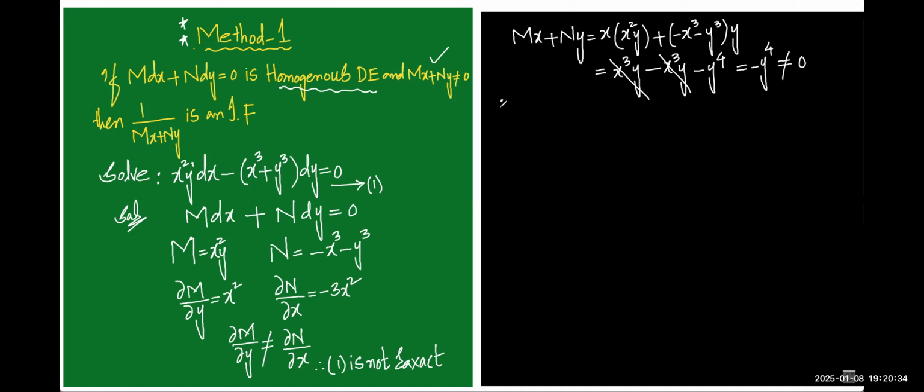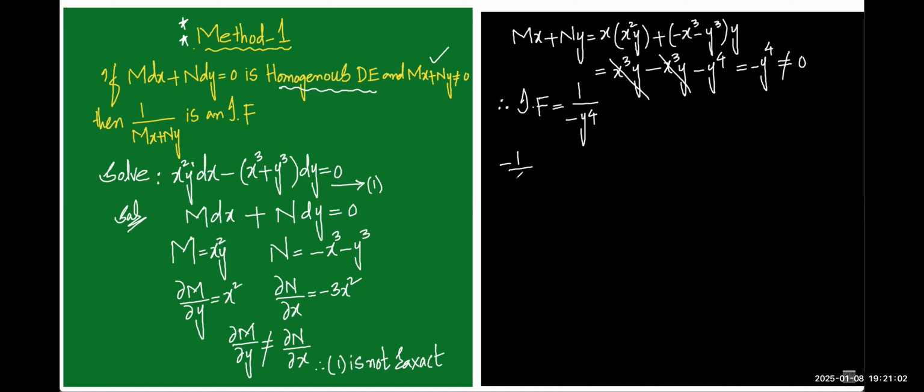Understand? Therefore, the integrating factor is equal to, what does the definition say? 1 by Mx plus Ny is an integrating factor. It means 1 by minus y to the power of 4 is our integrating factor. Now this integrating factor we have to multiply on both sides. For this equation number 1, this non-exact differential equation will become exact. Look at that, I am doing that work.